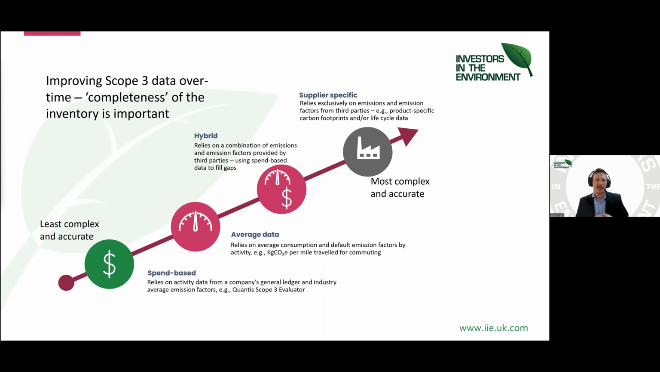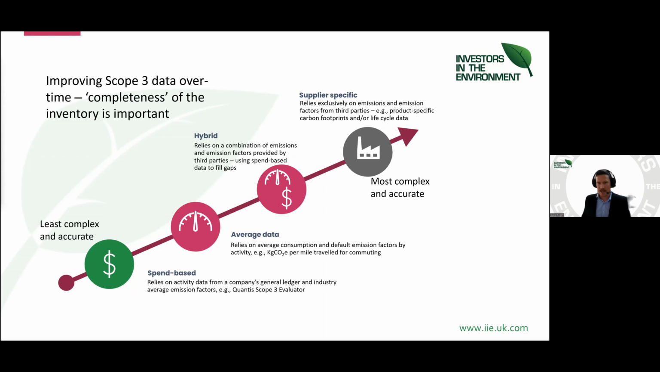The only argument with spend is that it is not very accurate because spend changes continuously, as we know now that the costs are changing almost monthly. But it does give us a brief snapshot of where our big ticket items are, where the big areas of carbon emissions are. So it is the least accurate and also the least complex, and it's a great place to start. But with time you want to improve upon that.